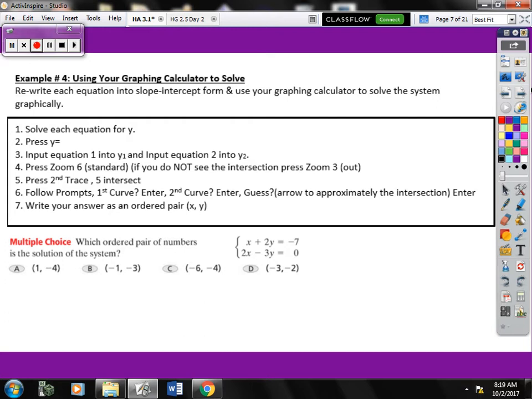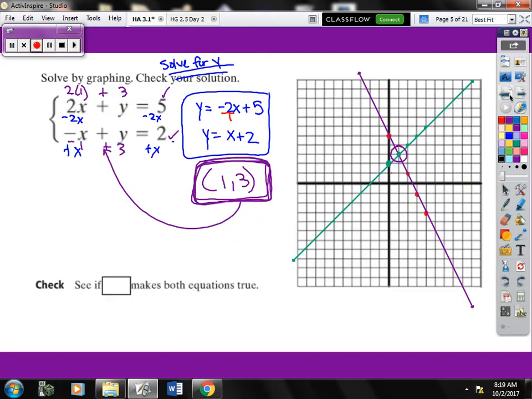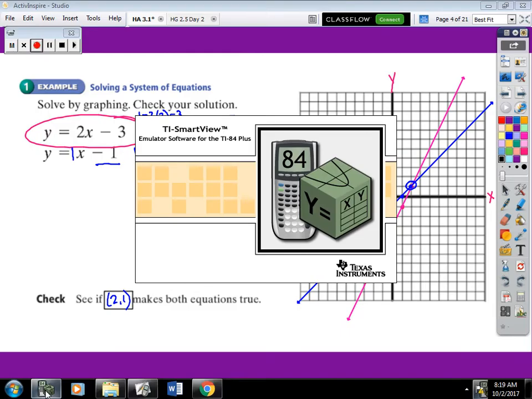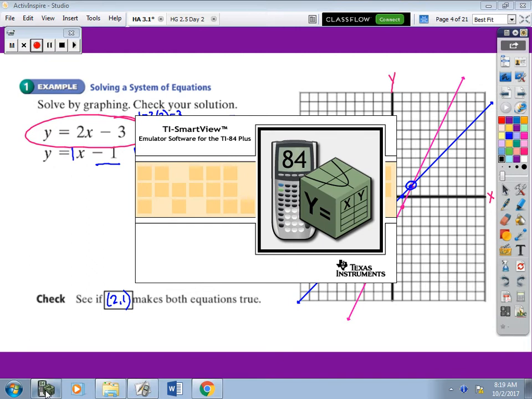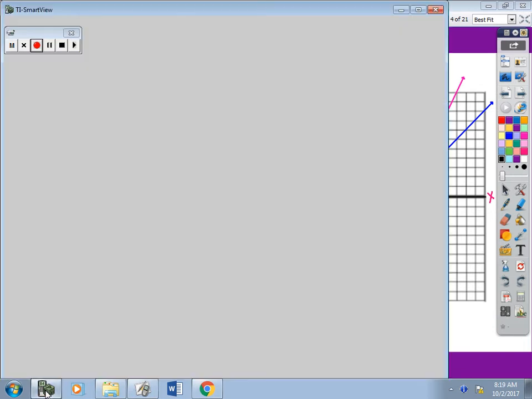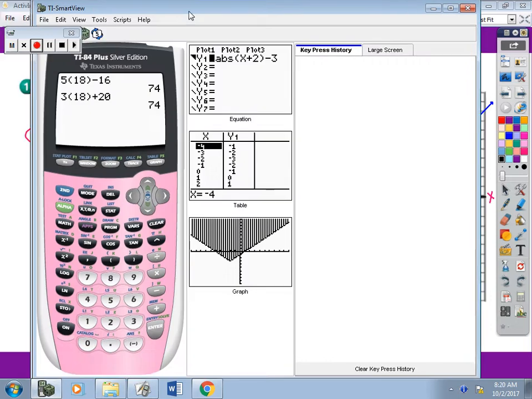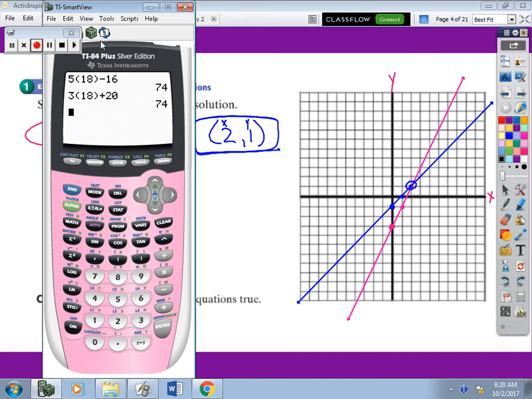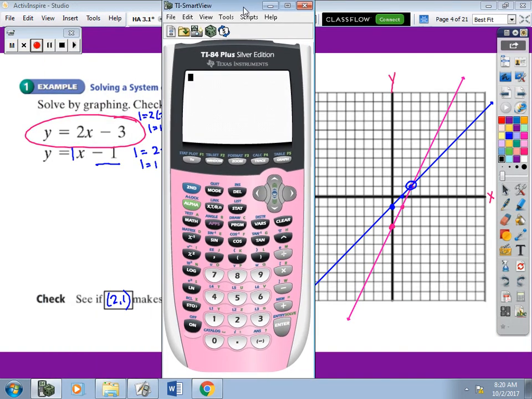And actually, I want to go back and do one of the ones we already did. Let's do example 1 on the graphing calculator. And then we'll do the other one too, just to give us some extra practice. Now the steps to do this are all typed out in that box in your notes.